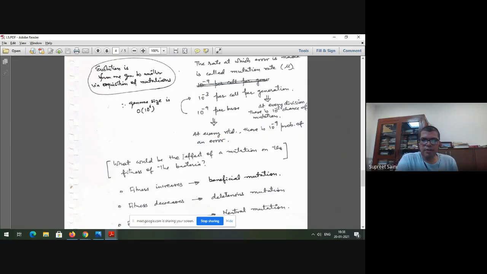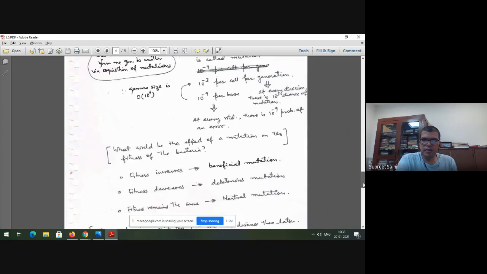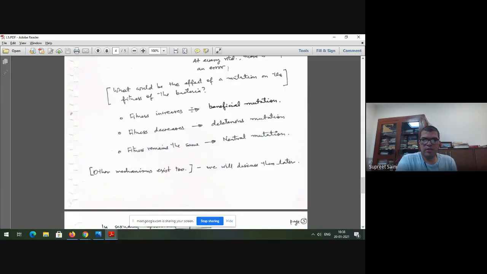What would be the effect of these mutations on the fitness of our bacteria? Fitness could increase. If that happens, it's called a beneficial mutation. Fitness could decrease. If that happens, they're called deleterious mutations. And these are the variations that Darwin was talking about. And fitness could remain the same, in which case, as Sangamitra said, you could have mutations which don't do anything to fitness, and they're called neutral mutations.